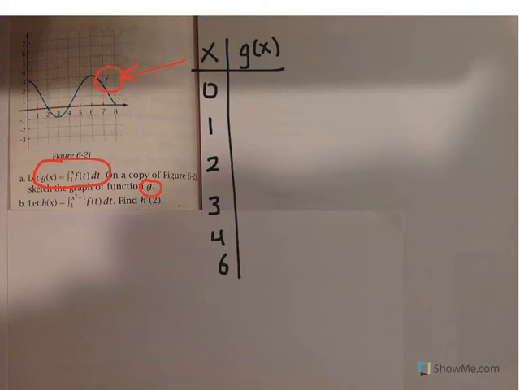To help us sketch the graph of the function g, it helps to make a table like the one I'm about to make here. So let's start with something really easy. When x is equal to 1, what do we have? We have g of 1 is equal to the definite integral from 1 to 1 of f of t dt.